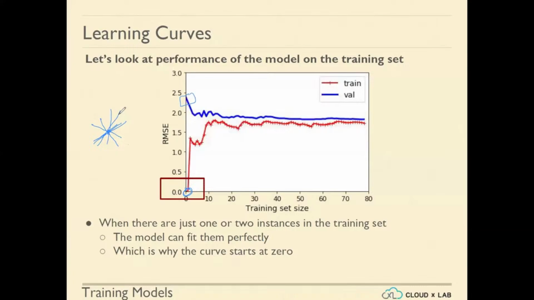So when there are just one or two instances in the training set, the model can fit them perfectly, which means the training error here is very small, right? But at the same time, we will have a high validation error, right?